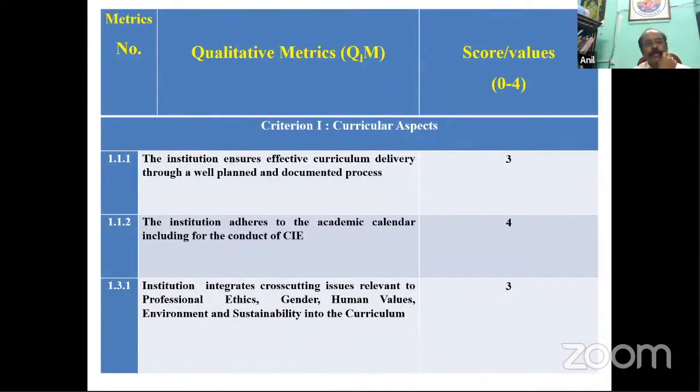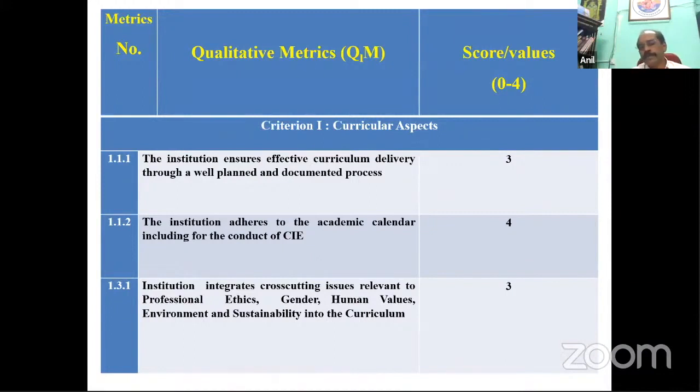That is 1.1.1. The institution ensures effective curriculum delivery through a well-planned and documented process. Yes, if you are really working on that, really you have benchmarks, you reach benchmarks, you can send 4 out of 4 here. Whether the institution adheres to the academic calendar, including for the conduct of continuous internal evaluation, yes, most of the autonomous institutions, they are adhering to this, and you can score 4 out of 4. Whether the institution integrates cross-cutting issues relevant to professional ethics, gender, human values, and like this, I have shown a model.